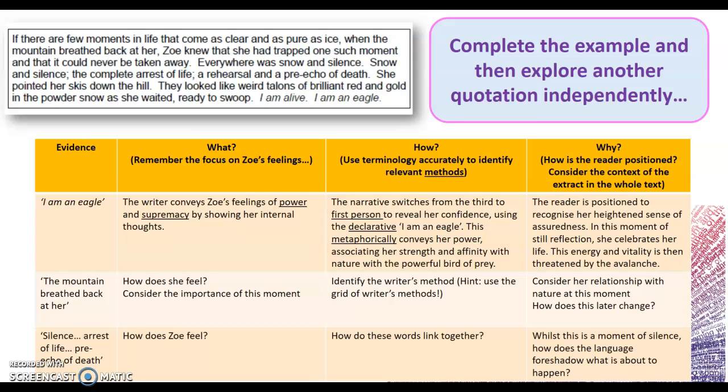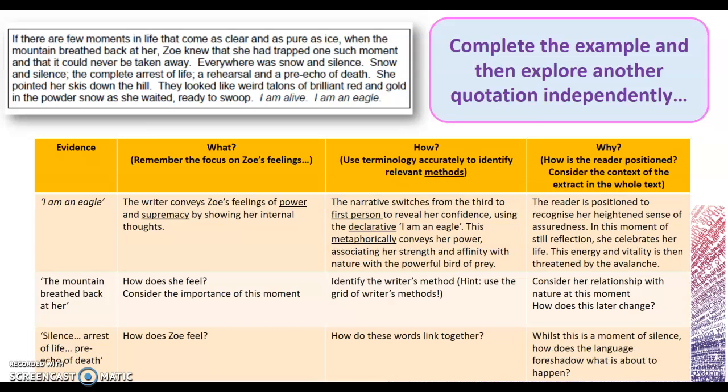Identify the writer's method. Again, remember what we said earlier about the mountain breathing back and how mountains don't breathe. So go back to that grid of writer's methods and help yourself find that. And then why? How are we positioned to see this? Consider her relationship with nature at this moment, but then think about how that changes.